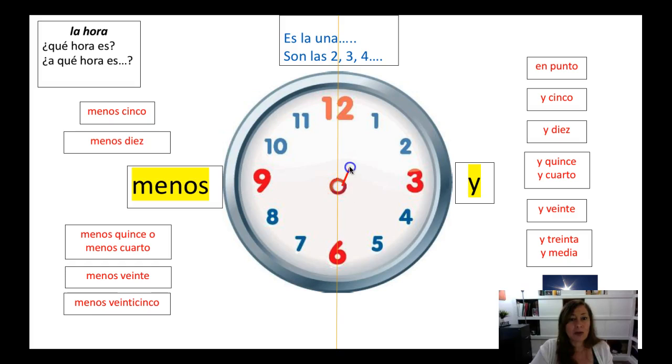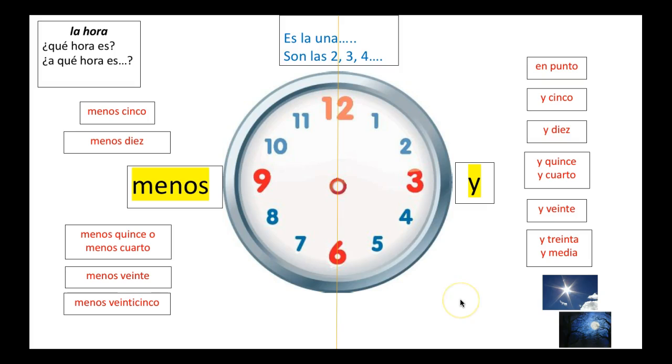I lied, we're going to do one more little example because it'll be really fun. So, here we go. Now it's 12:55. It's almost 1 o'clock. So, now the question is, would you use es or son? Because you're going to say it's 1 minus 5. So you would use es. Es la 1 menos 5. ¿Sí o no? I hope you're following along well with this.